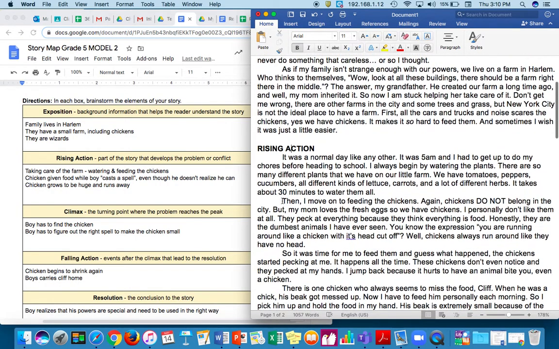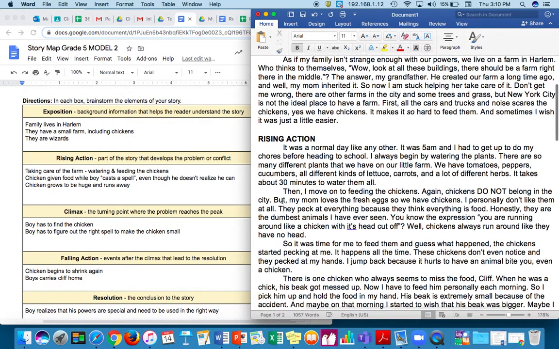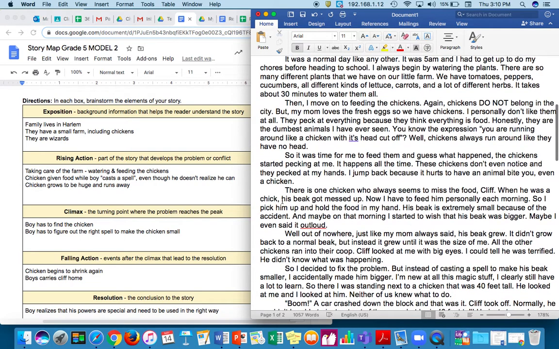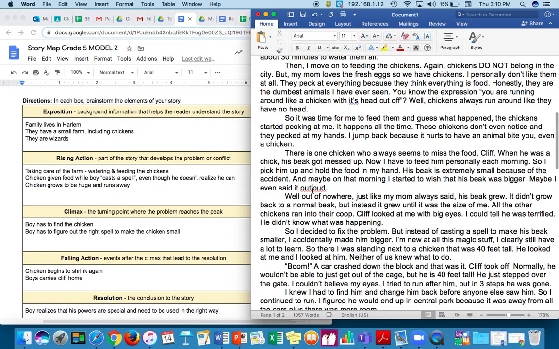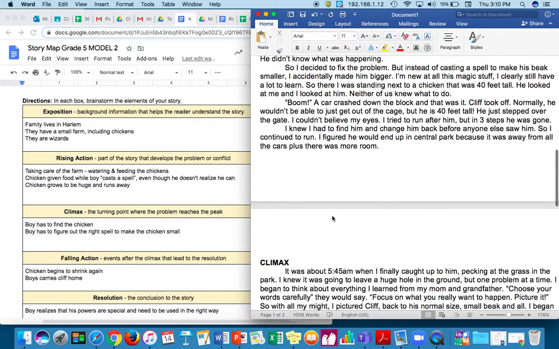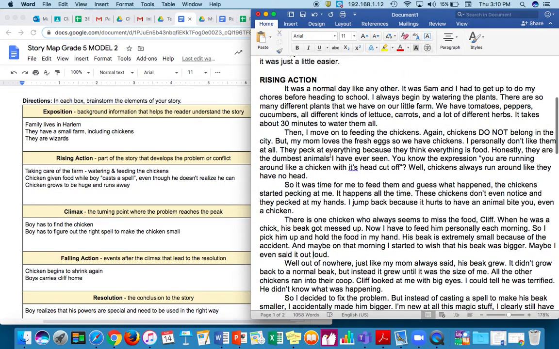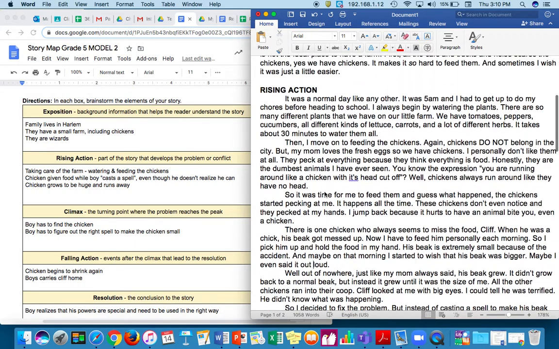My rising action is usually the biggest part of my text. We're actually going to have more than one day to try to build out this rising action. The rising action in the story is about half a page.